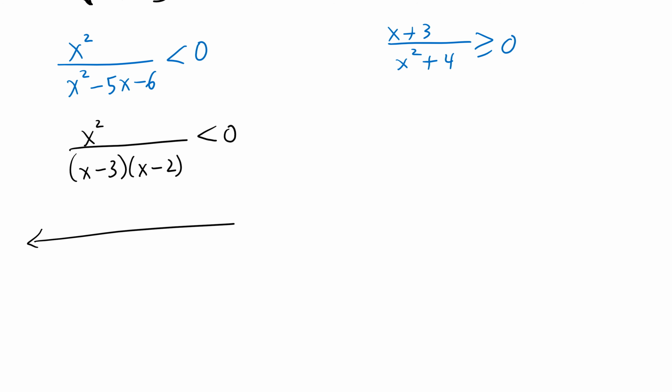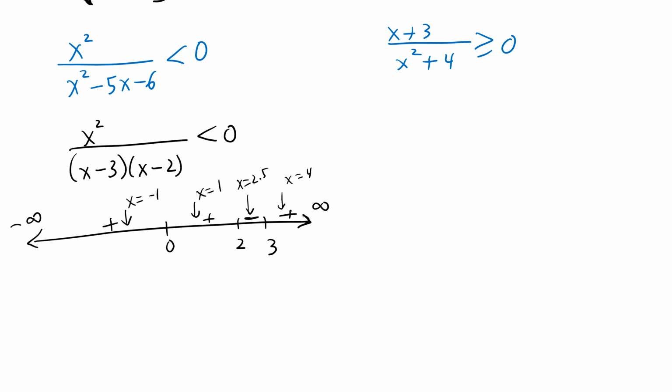And now what goes on the number line? 0 goes in here, 2 goes, and 3. So what do we have here? When x is 4 as a testing point, that will make it positive. X is 2.5, let's say. Positive, negative, positive, so that's a negative. X equals 1. Negative, negative, that's going to be positive. X equals -1. Negative, negative, positive.